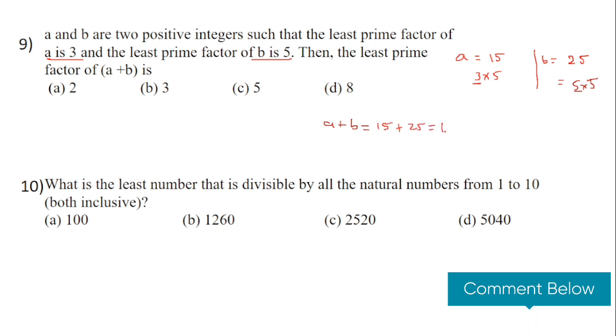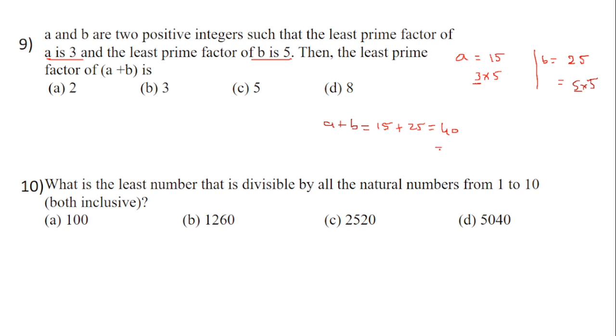15 plus 25, that is 40. What is the prime factorization of 40? 2 into, next, again 2 into, again 2 into 5. Yes. 2 to the power 3 is 8, 8 into 5, 40. The least prime factor is 2. So the answer is 2. Do you understand? We will consider one more example.